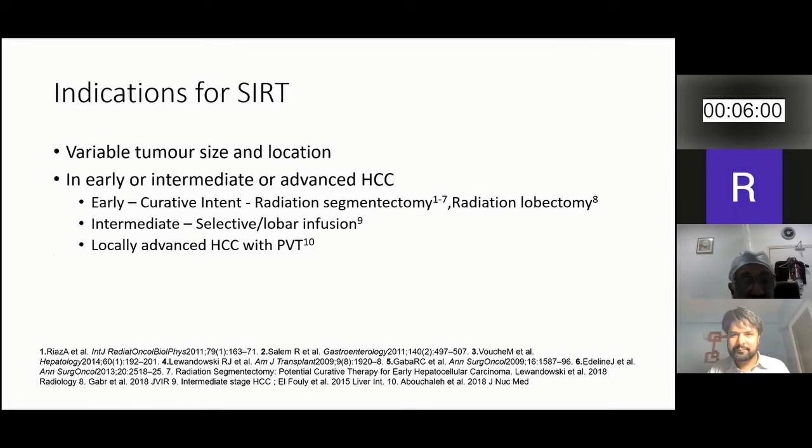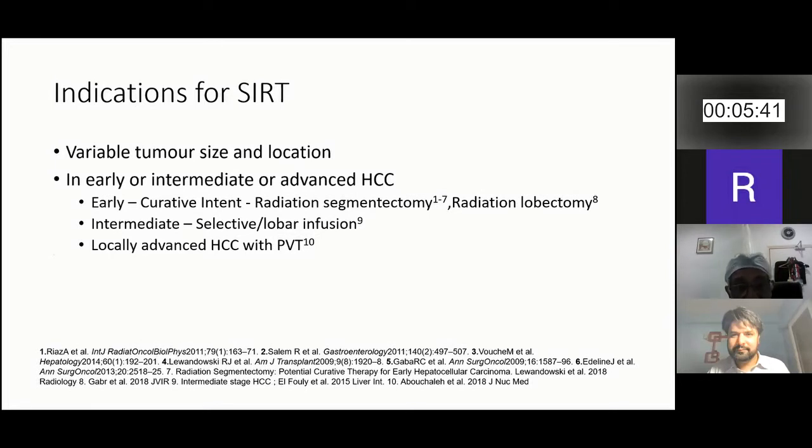In an early stage, it is with curative intent, where you can do radiation segmentectomy. That means in that segment, we give a high dose of radiation. We destroy the tumor as well as the adjacent liver segment with a high dose of radiation. We can do radiation lobectomy in some patients.